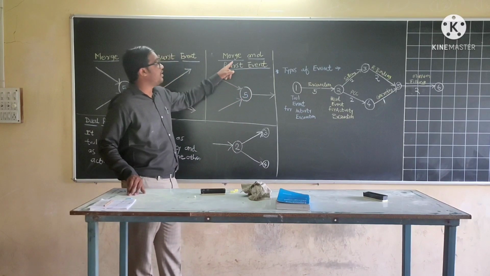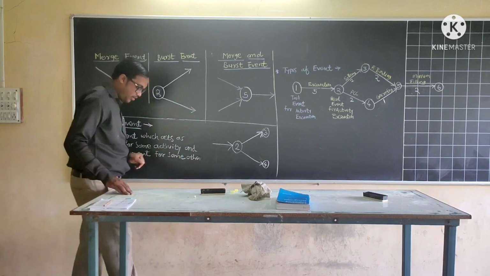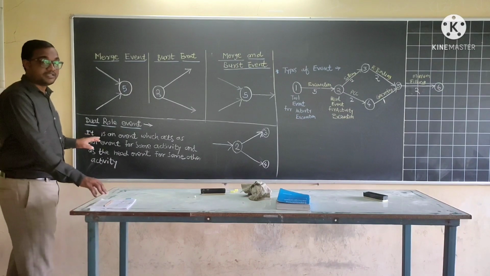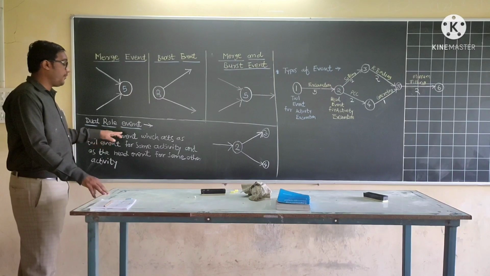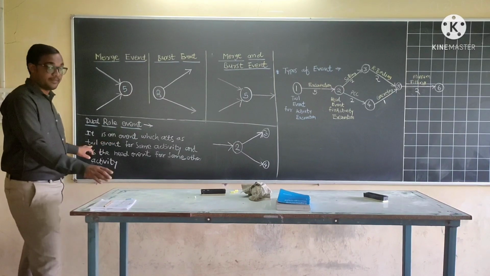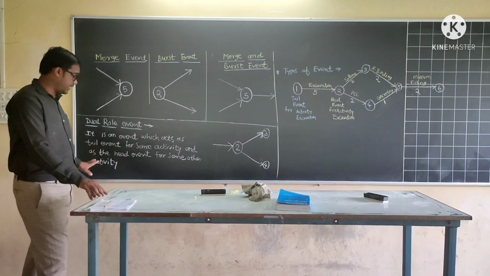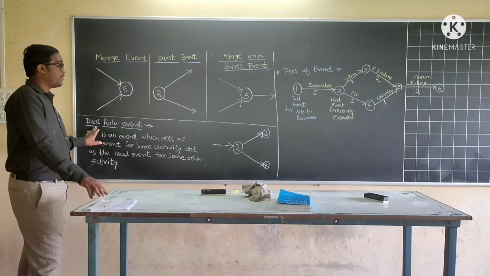Okay, therefore, this is merge and burst event. And lastly, dual role event. So first of all, you should know the concept of dual role event. What is dual role event? It is an event which acts as tail event for some activity and the head event for some other activity. Okay, so this type of event is called a dual role event.